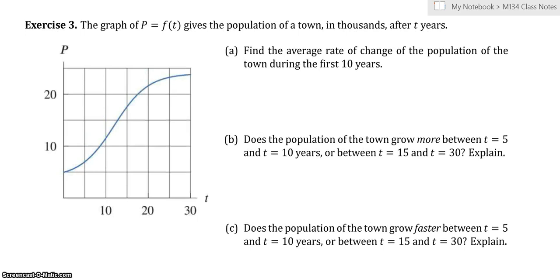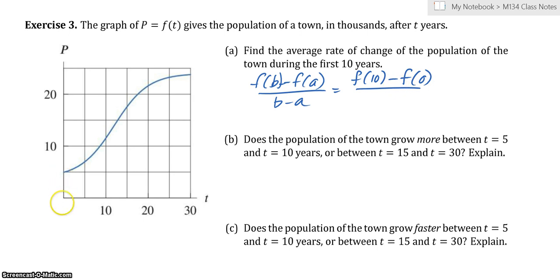The population P of t gives the population of a town in thousands after t years. Part A asks you to find the average rate of change of the population over the first 10 years. So that means we're looking for our same formula, but now the B is a 10 and the A is a 0. So the first 10 years means from A is 0 to B is 10.